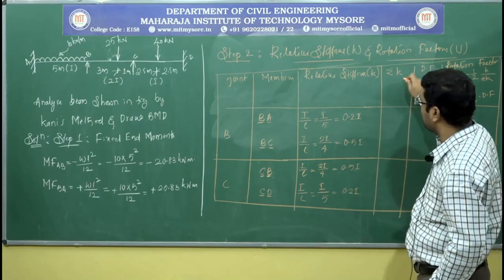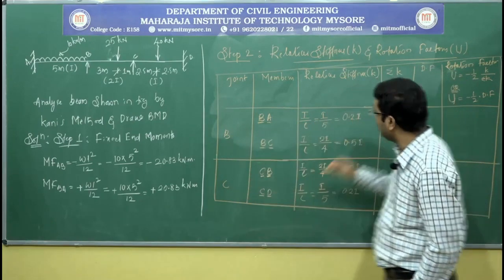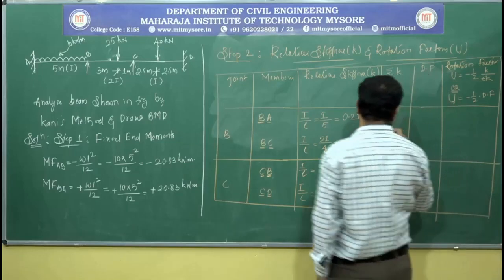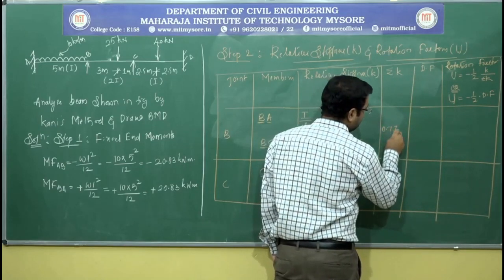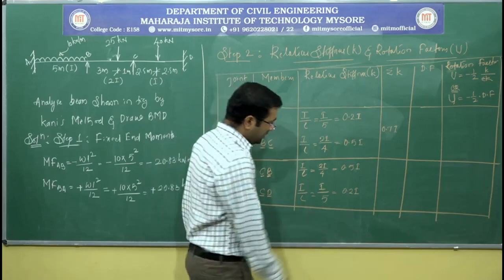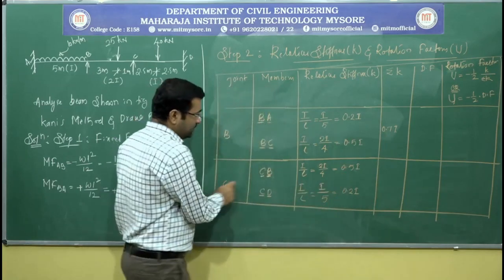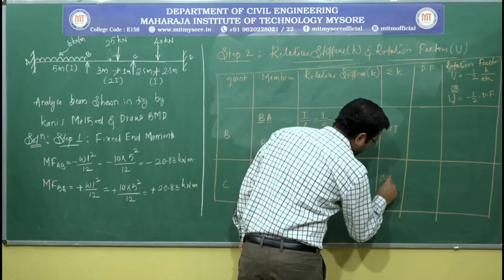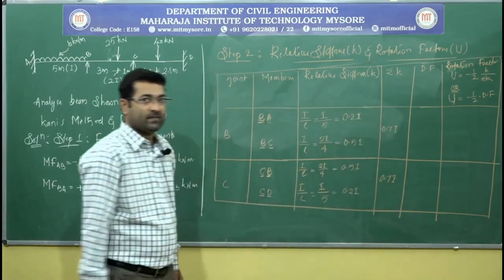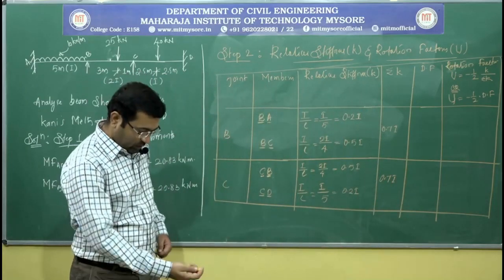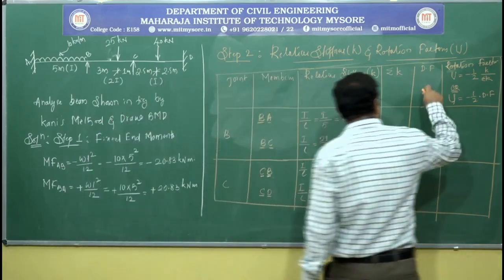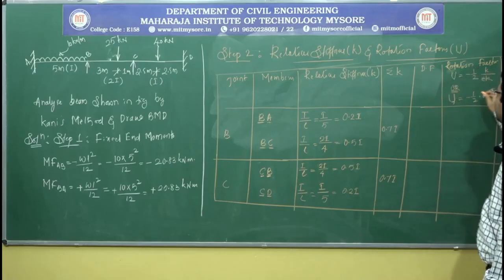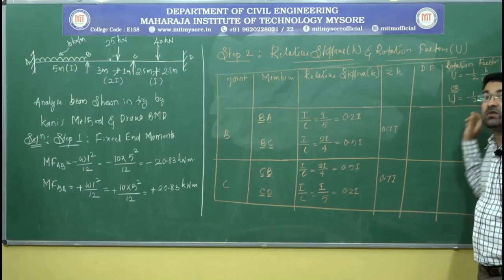Now the next one is the total stiffness at each joint. We have to work out how much the total stiffness is. We have two joints, B and C. For joint B, the total stiffness is 0.2 I plus 0.5 I, so it will be 0.7 I. Similarly for joint C, we have two members, 0.5 I plus 0.2 I, so this is also 0.7 I. Now, the calculation of the distribution factor is additional.